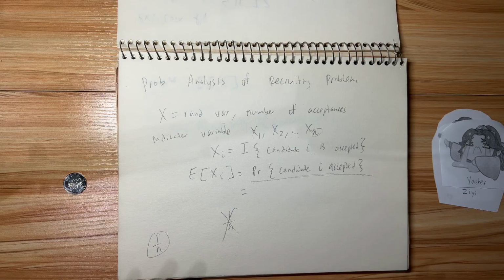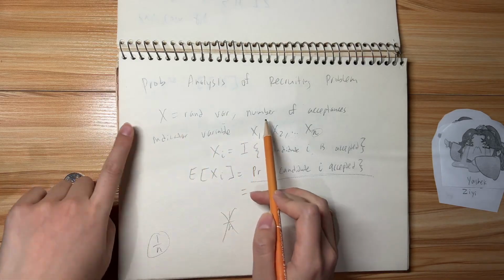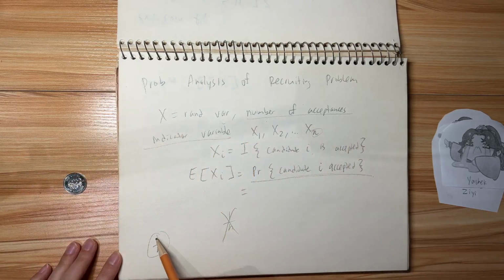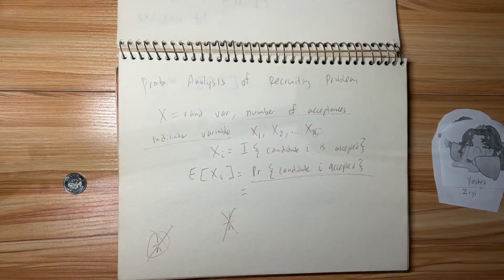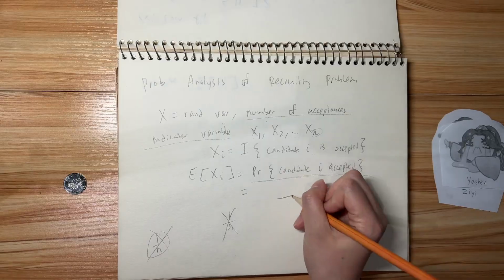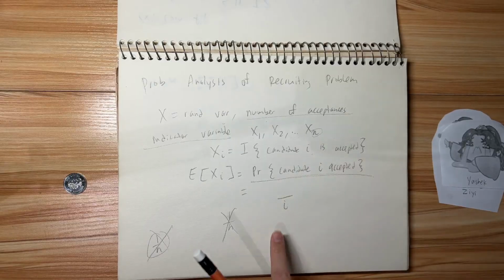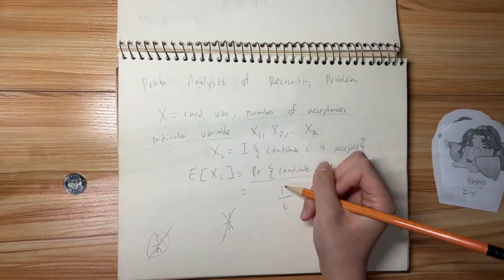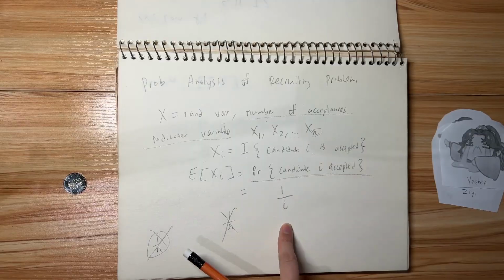However, remember, our random variable here is the number of acceptances. So the number of acceptances just means you have to be the best so far. You have to beat everybody before you. In that case, how many people were there before you? There were i people before you. You just have to be someone who can beat those i people. You just have to win over those i people that already came before you.